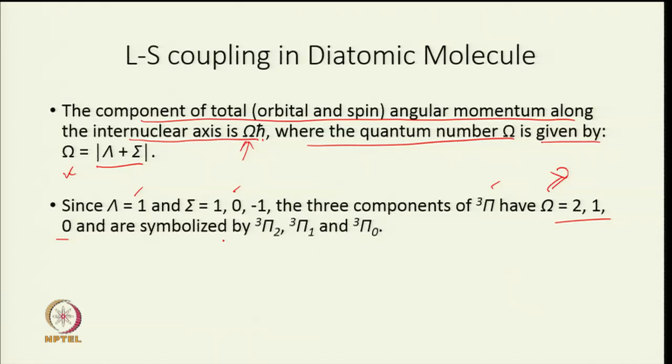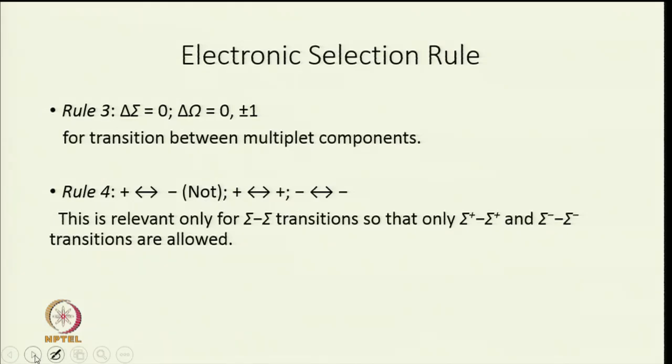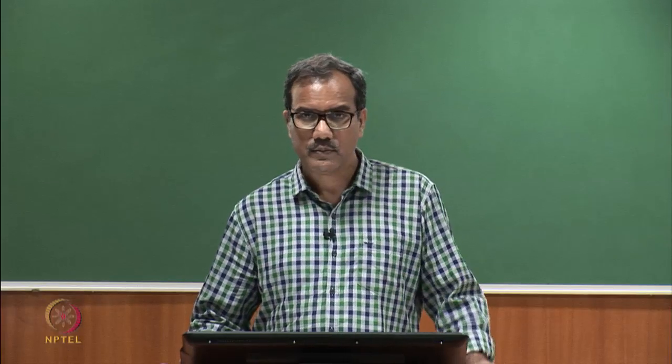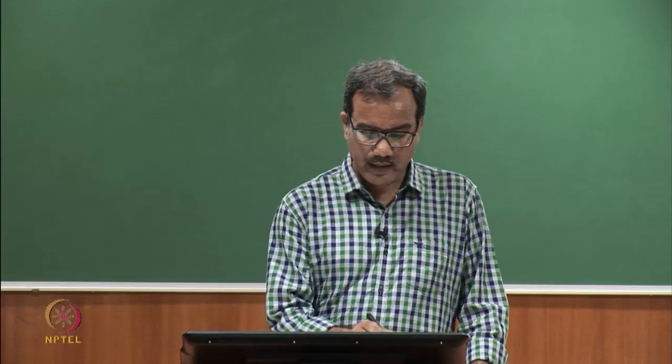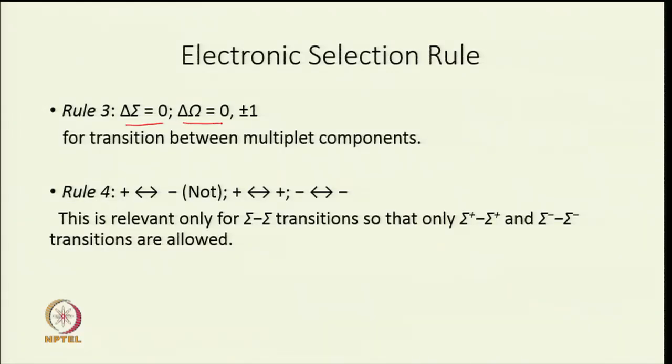And the way we did earlier for atoms, this is your lambda, this is your multiplicity 2S plus 1, and this is your omega from LS coupling. And now 3 multiplets can be given by these 3 terms. Now, what is the electronic selection rule for these multiplets? Delta sigma should be 0 and delta omega should be equal to 0 or plus minus 1.